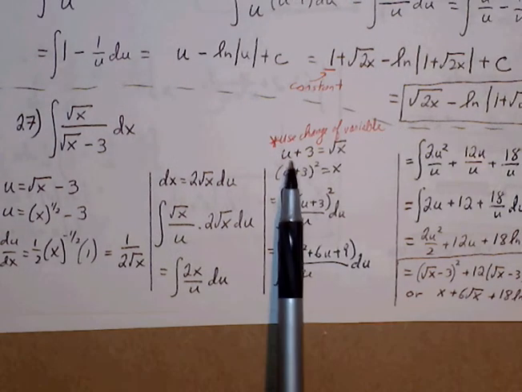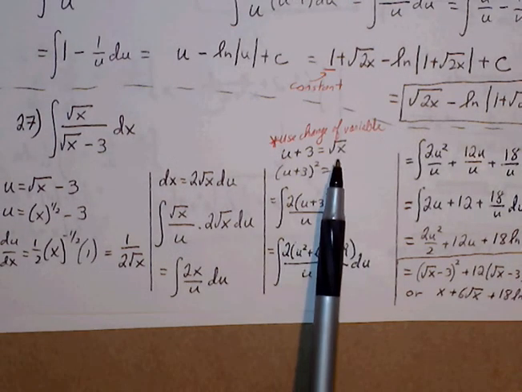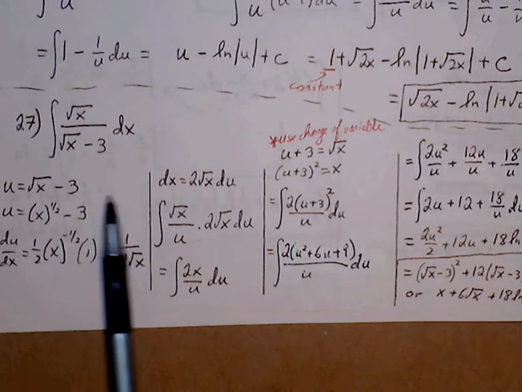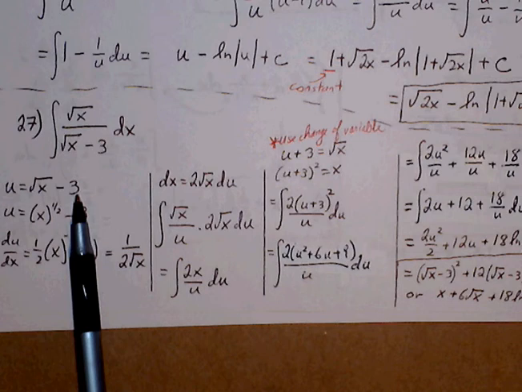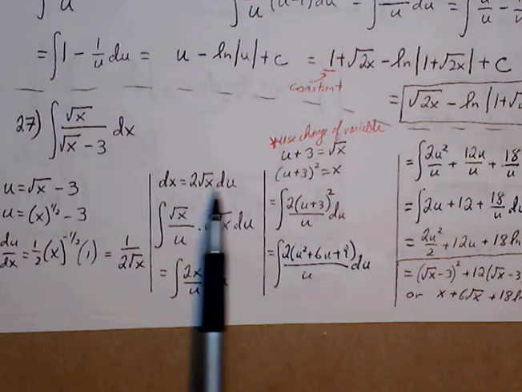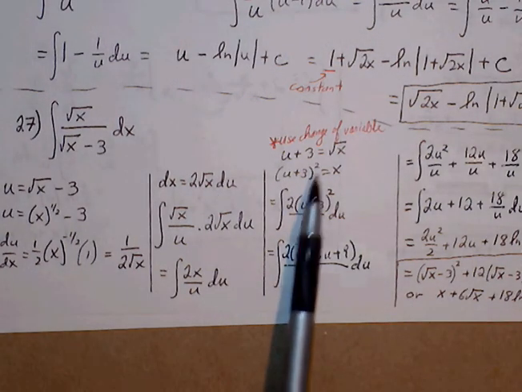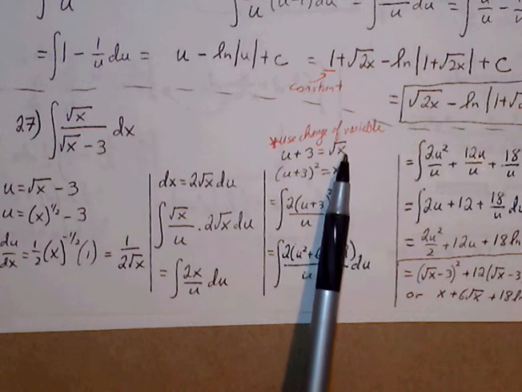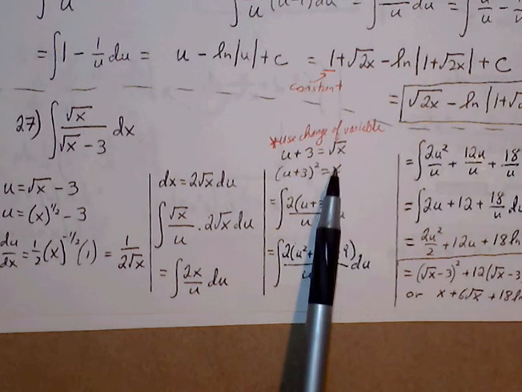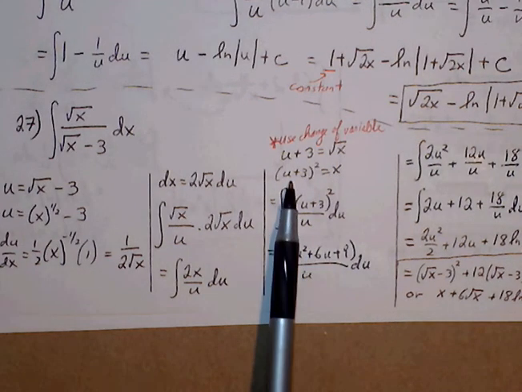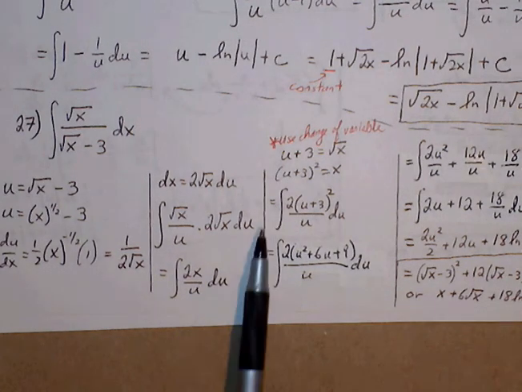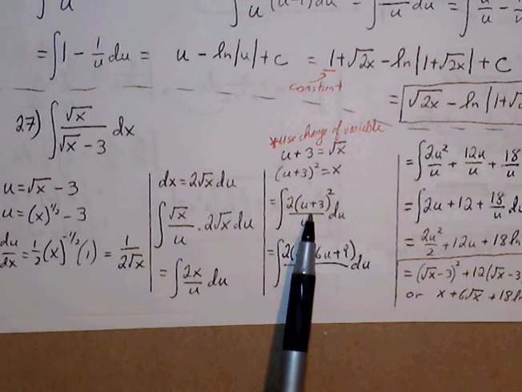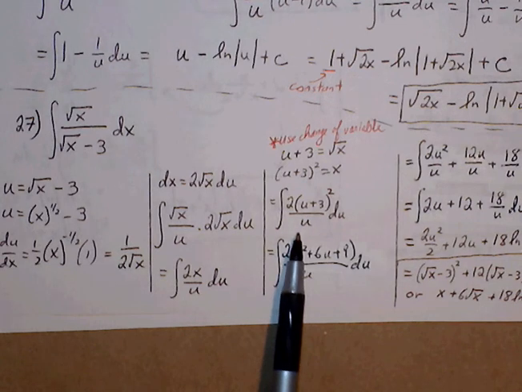First we know that u is equal to square root of x minus 3. If we want to solve for root x, we get u plus 3 is equal to root x. But we want to replace x, so we need to square both sides in order to bring the square root of x to an x. So we get u plus 3, quantity squared, gets replaced in for x. So integral of 2 times u plus 3 quantity squared du over u.